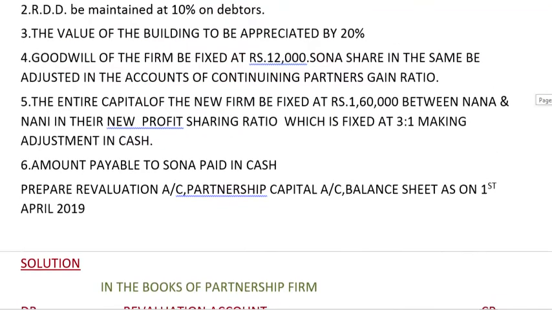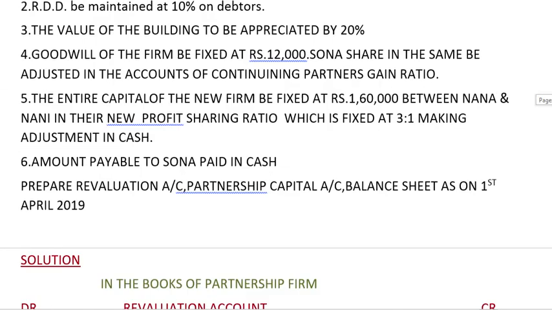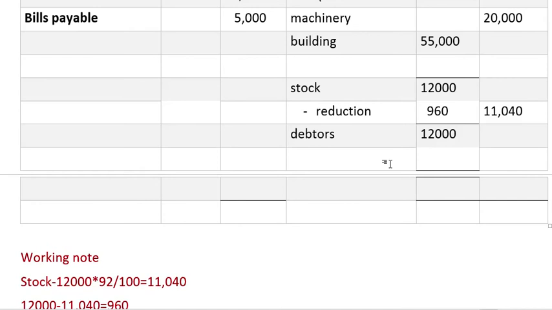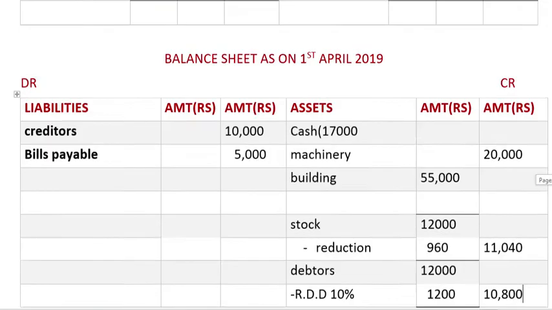Next, RDD to be maintained at 10% on debtors. Let's go over here. Debtors minus RDD. How much? 10%. So 10% of 12,000 gives 1,200. In the outer column we get 12,000 minus 1,200. Now what we'll do, we'll post this RDD over here.